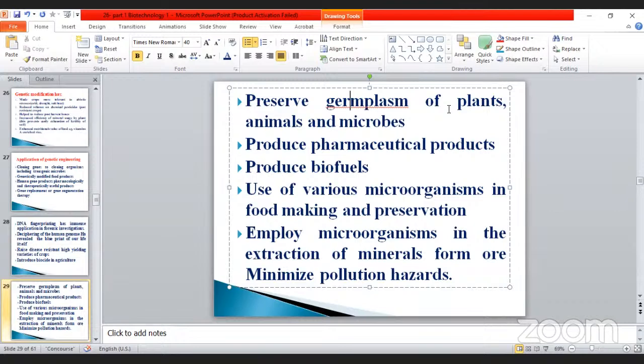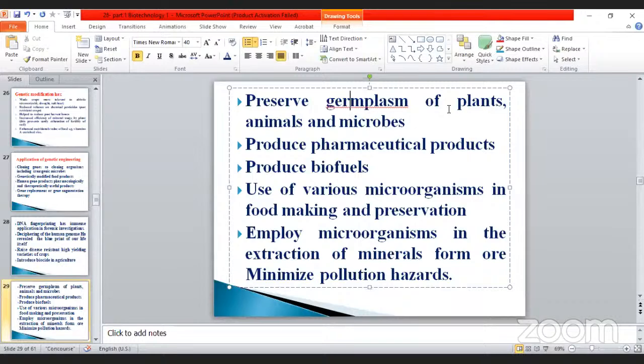The next one is produce pharmaceutical products. Already we discussed it. Some of the pharmaceutical products are also made by genetic engineering. Produce biofuels. Biofuels means microorganisms used as fuels. Already we discussed sphagnum, one of the fungi used for the production of biofuels. And then use of various microorganisms in food making and preservation. This is also very, very important. Take an example.